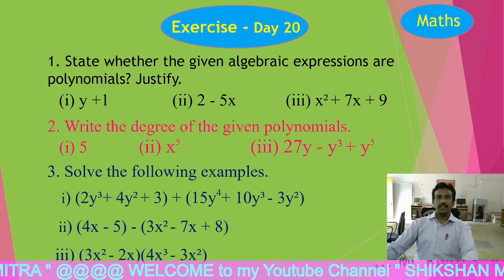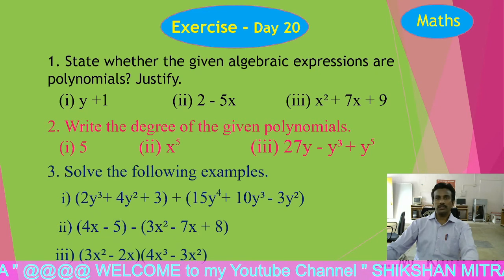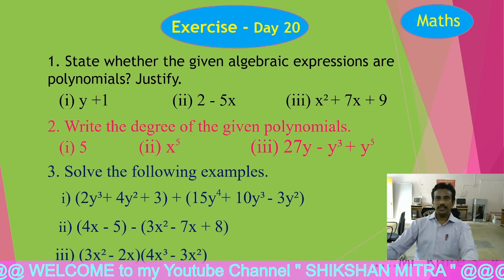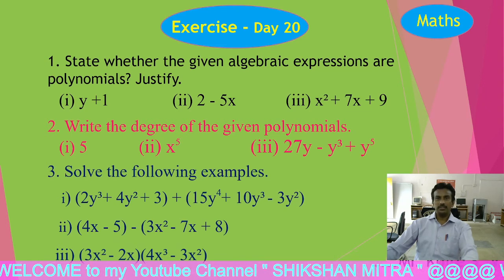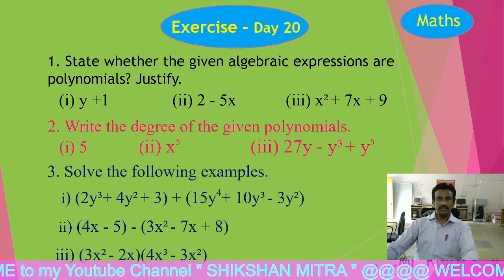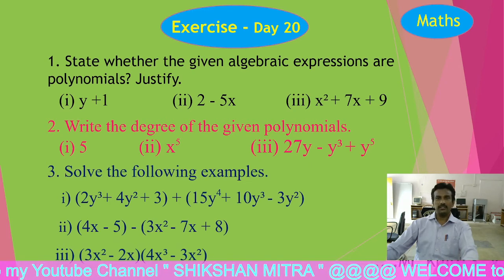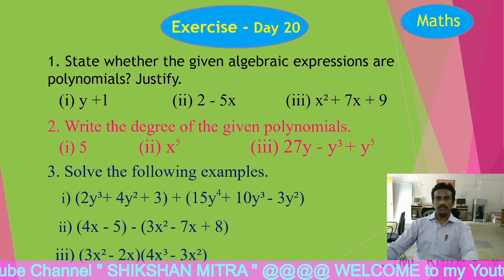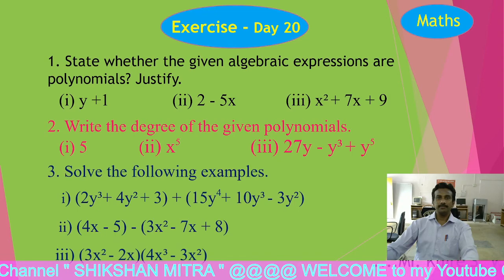Okay. Third is 3x square minus 2x into 4x cube minus 3x square. Means there is multiplication of these two polynomials. There is no sign in between these two brackets, therefore there is multiplication of these two polynomials. Okay.